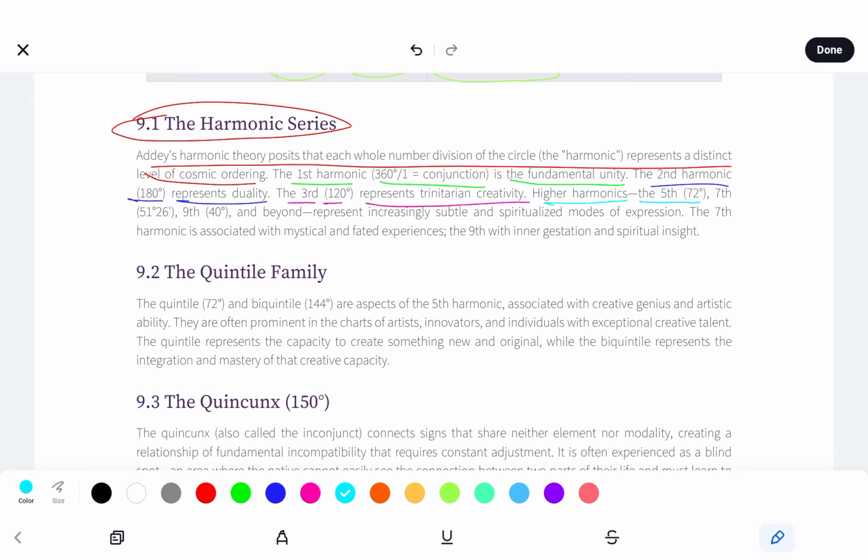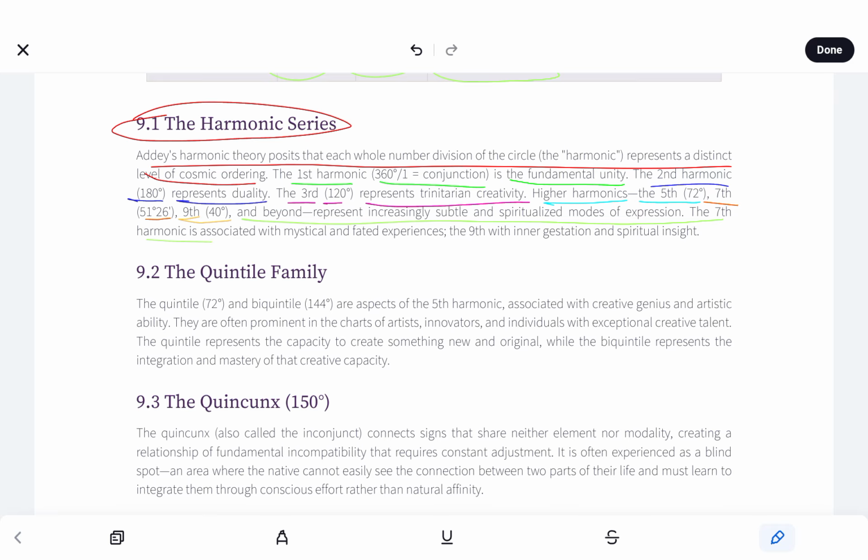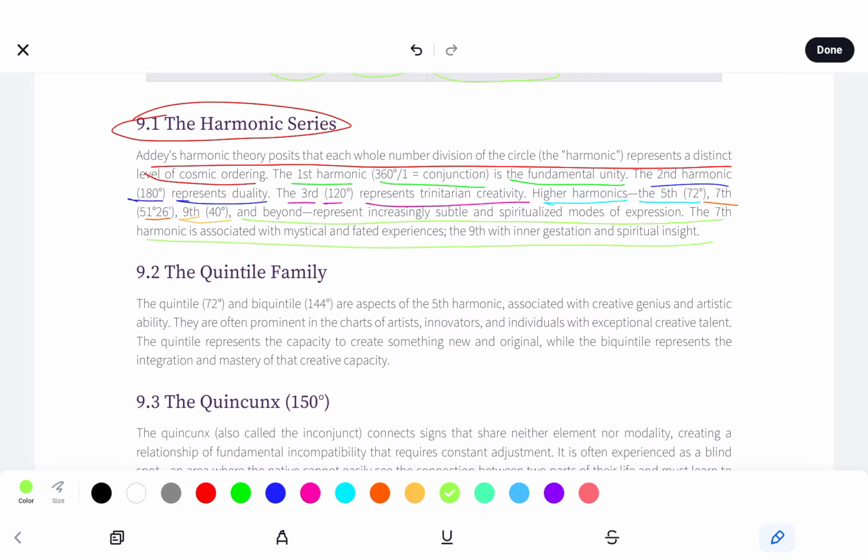Higher harmonics: the fifth, 72 degrees. The seventh, 51 degrees 26 minutes. The ninth, 40 degrees, and beyond represent increasingly subtle, spiritualized modes of expression. The seventh harmonic is associated with mystical and fated experiences, the ninth with inner gestation and spiritual insight.